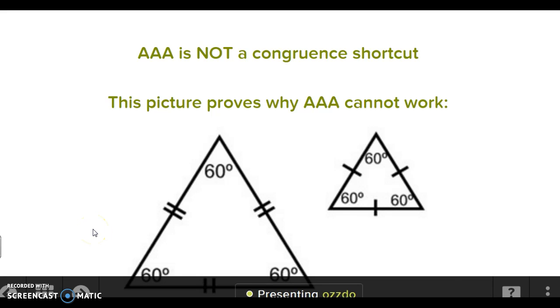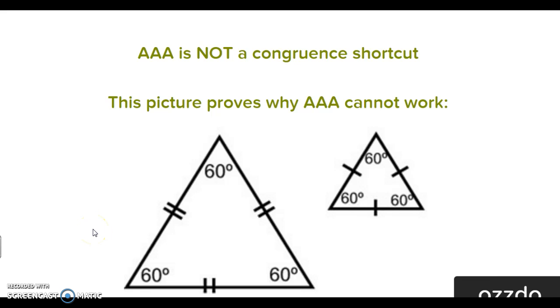You should have found out that angle, angle, angle is not a congruence shortcut. This picture shows why. We could have a really tiny equilateral triangle, okay, or we could have a really, really big one, okay, but notice that does not work. Different sizes, different sides. They are not congruent. So angle, angle, angle is not a congruent shortcut. If you need to write that down in your notes, please do so.